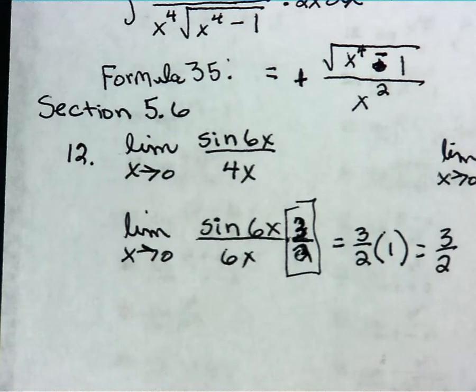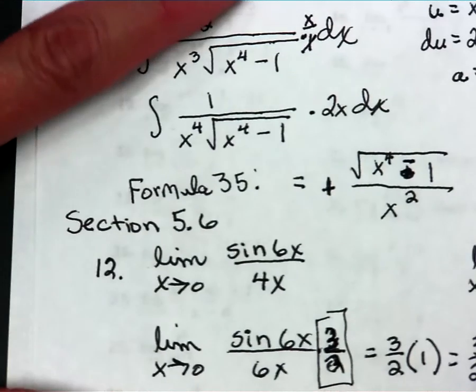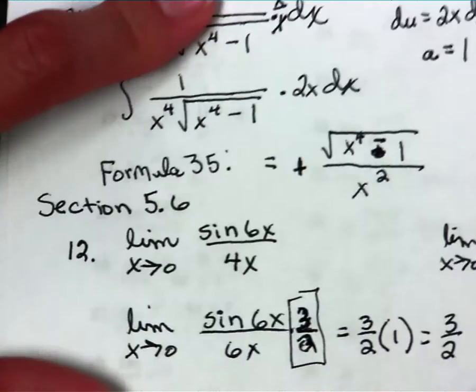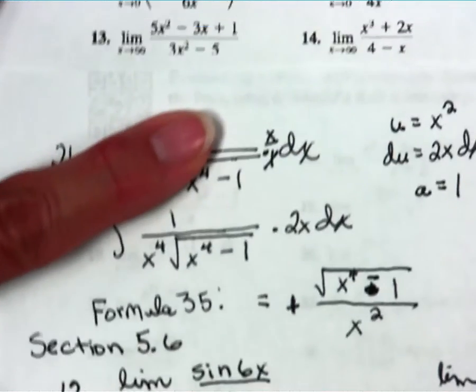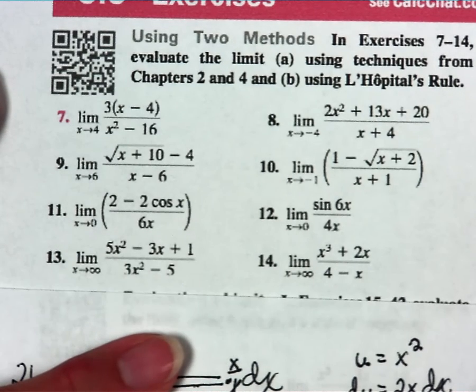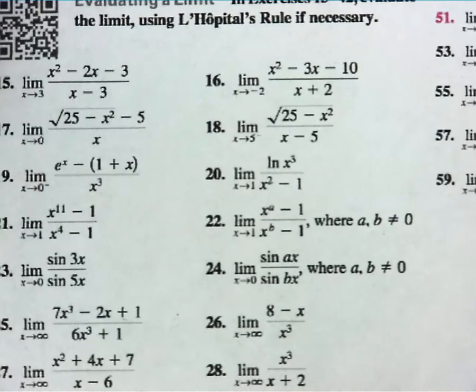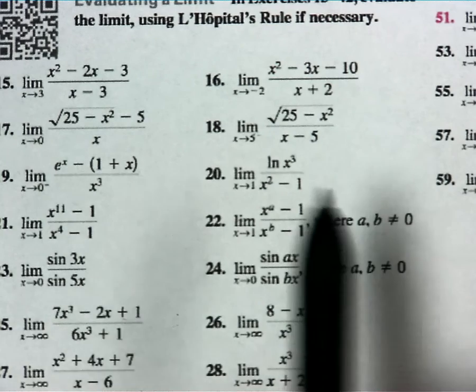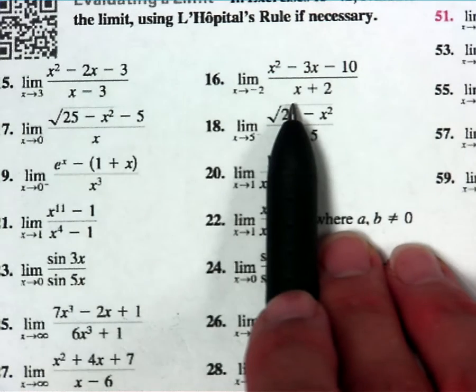All right, so 7 through 14, we could do that using some tool in our toolbox from section 2.3, and then we can do it by L'Hopital's rule and show that we get the same answer both ways. And then 15 through 41, just say, forget all the tools that you knew in 2.3 and do it by L'Hopital's rule. I'm not even going to follow those directions perfectly because I don't believe in doing easy things the hard way.